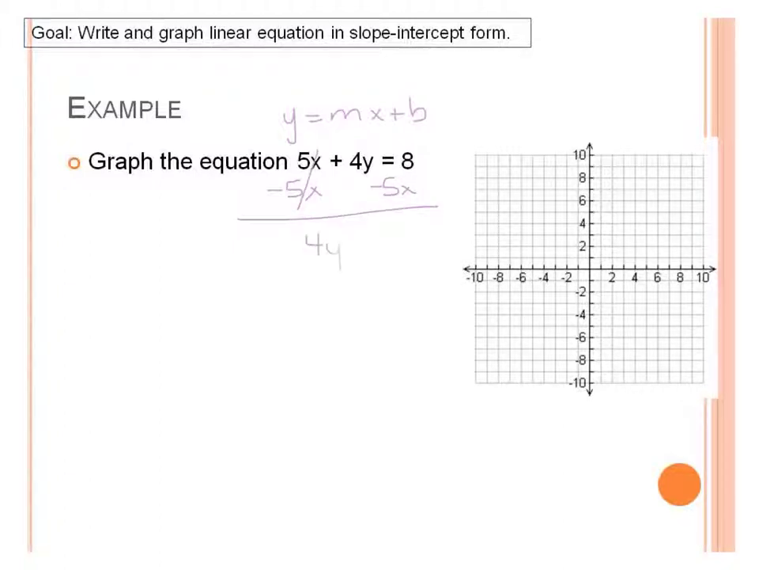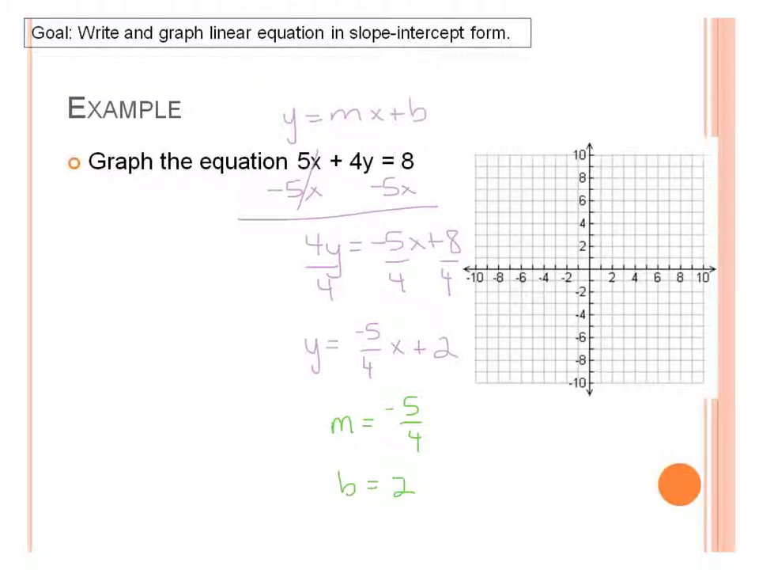That's going to give you 4y equals -5x plus 8, because you're going to write your x term first. Now that is not y equals, that is 4y equals. So we're going to divide everything by 4. You're going to get y equals -5/4 x plus 2. You're going to leave your slope as a fraction. So in this case your slope is -5/4. Your y-intercept is 2.